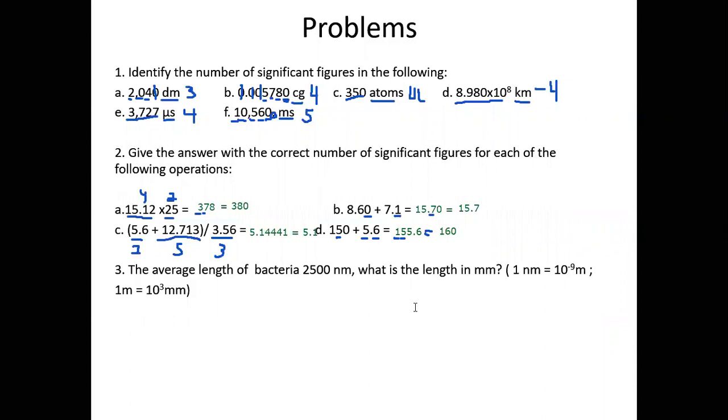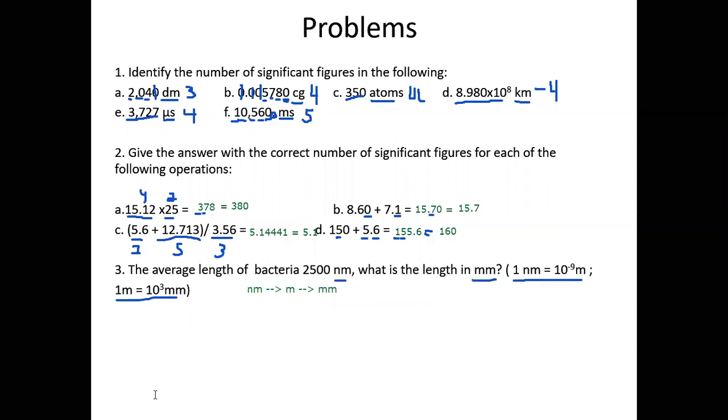Now number 3 is just a review of what was in the last lecture. So here we have 2,500 nanometers is the average length of a bacteria. What's the length of this bacteria in millimeters? So we want to go from nanometers to millimeters, and it gives us the conversion factors for each. So what we're going to do is take nanometers, convert it to meters, convert it to millimeters.